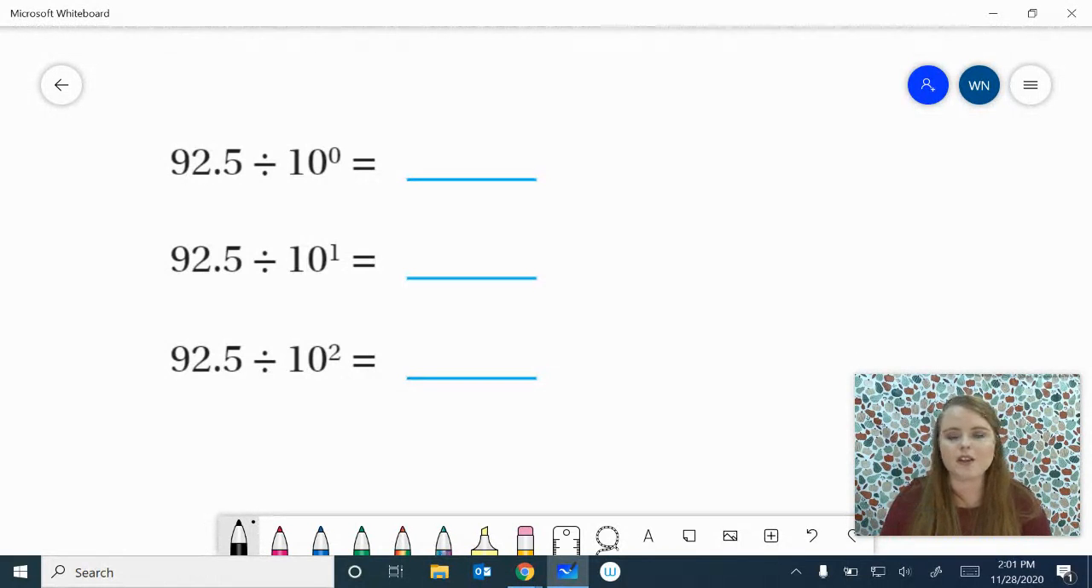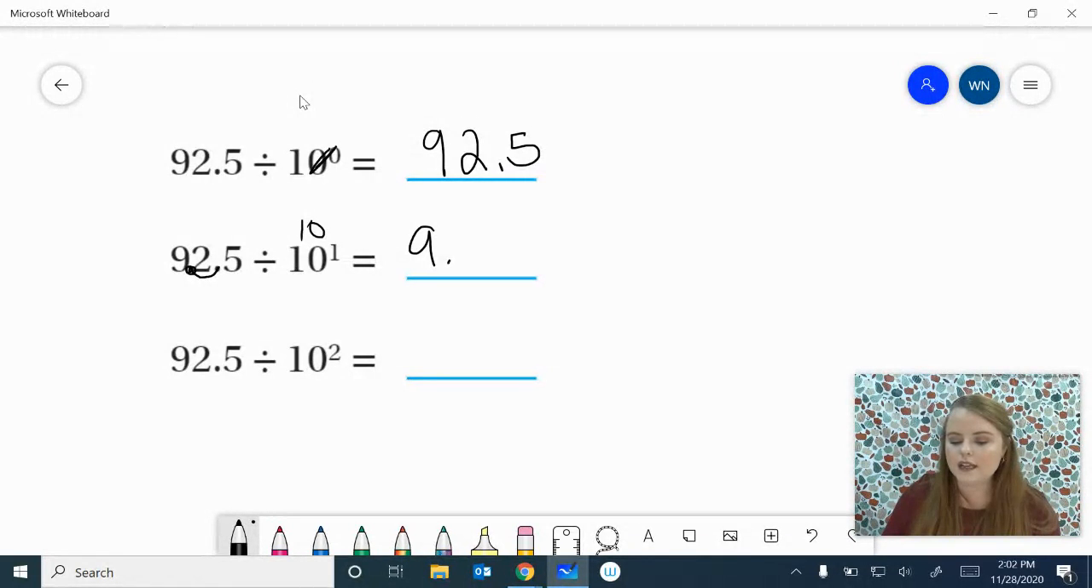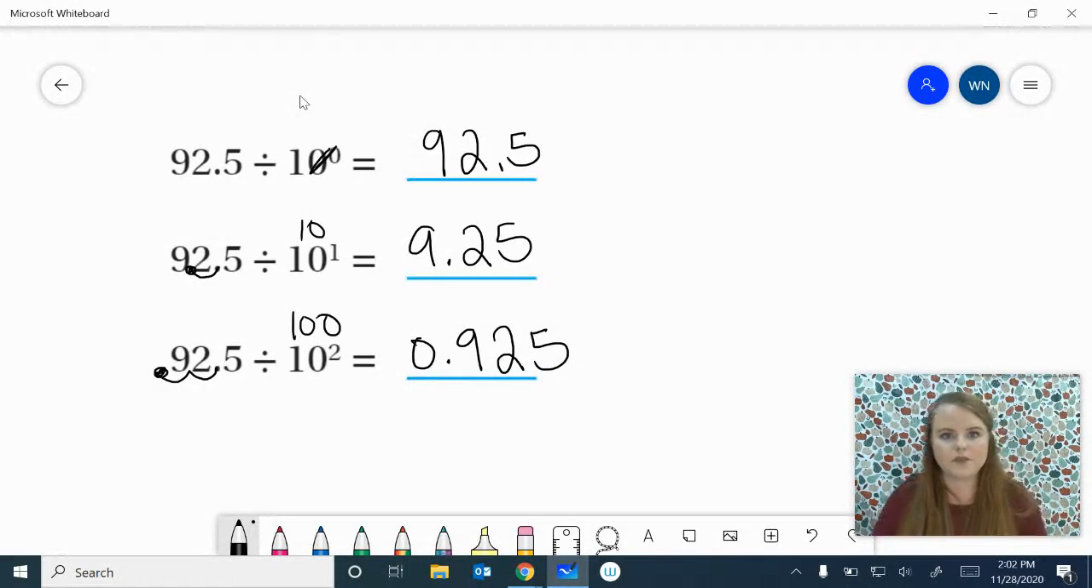We've got one more together, and then we're going to do some where you're going to work on them, and then we'll do some on your own. We've got 92 and 5/10 divided by 10 to the 0 power. Remember, 10 to the 0 power is the same as just saying 1. So we've got 92 and 5/10 as our answer. 92 and 5/10 divided by 10 to the first power is the same as saying 10. We're going to move it to the left 1 place. Remember, dividing by 10, we're getting smaller. 9 and 25 hundredths. And our last one, 92 and 5/10 divided by 10 to the second. It's the same as saying 100. We're going to swoop it 1, 2 times, 100 times smaller, 925 thousandths.